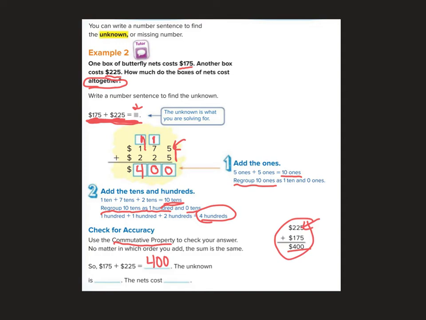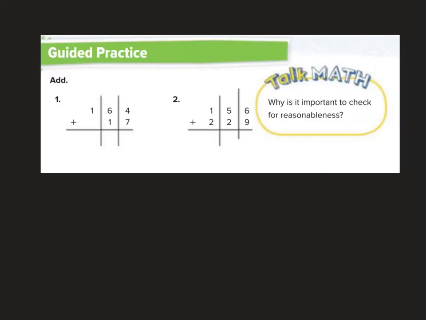The unknown, our box up here, is 400. The nets cost $400. Don't forget your symbol, our dollar sign there. All right, let's try a couple more. Okay, so this is going to be the normal way that you see them without a word problem and everything. So let's give it a shot.